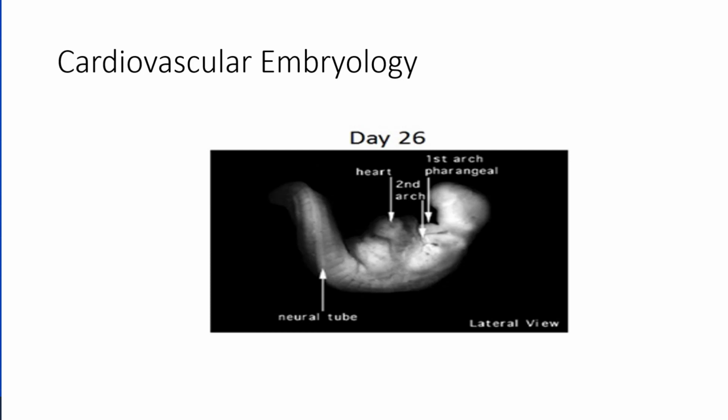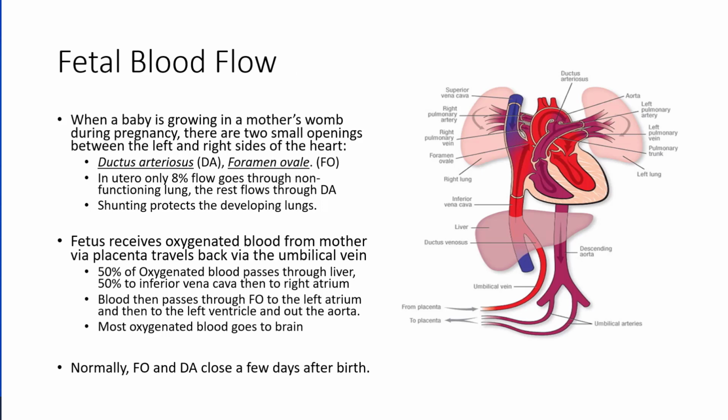In the fetus here, so here's the heart, roughly again, that primitive 1 month heart, single-chambered at about day 26 or 1 month. So key things to remember: when the baby or the fetus is growing in its mother's womb during pregnancy, they are completely dependent on their mother for blood flow. So the fetus receives oxygenated blood from the placenta, and the blood goes back into circulation from the fetus through the umbilical vein, right?